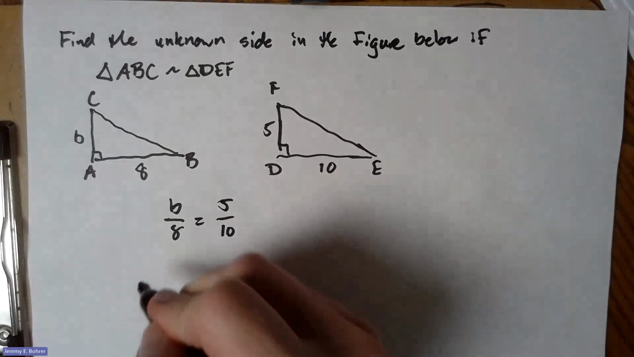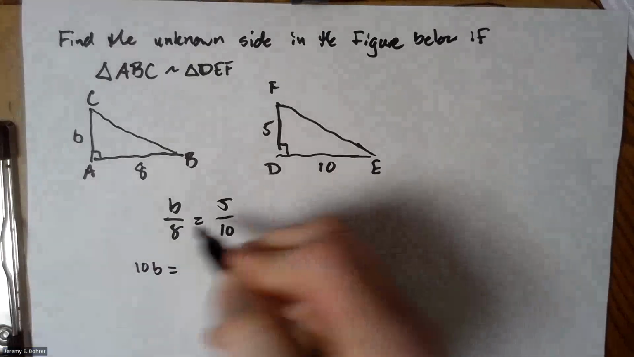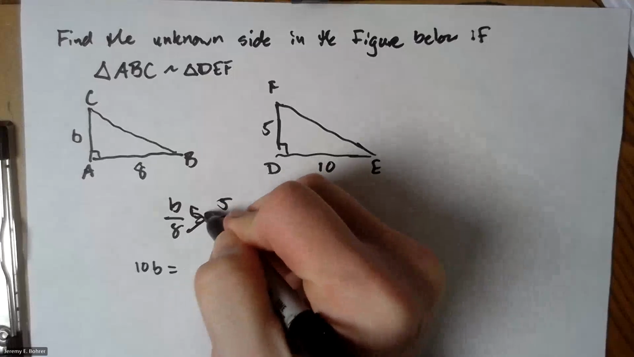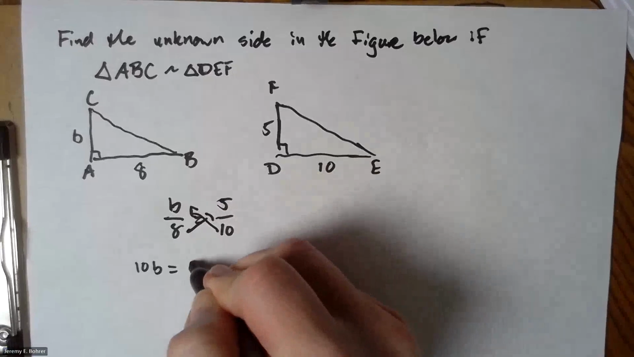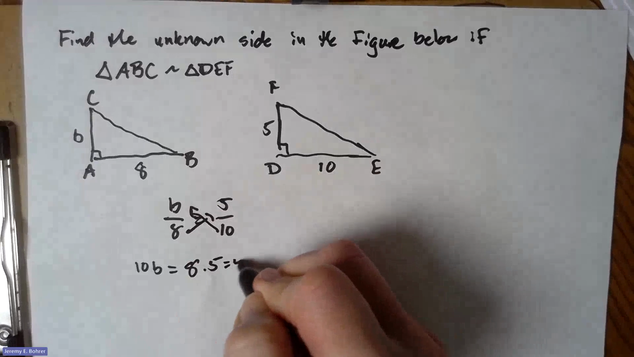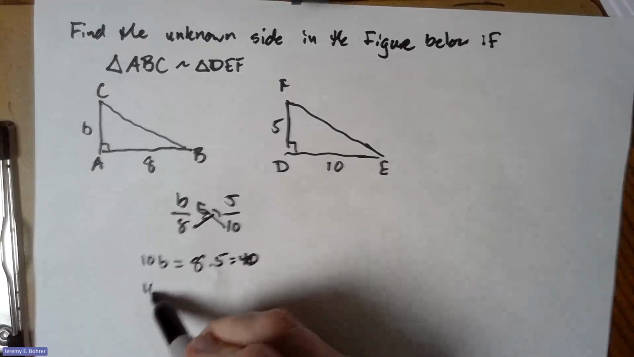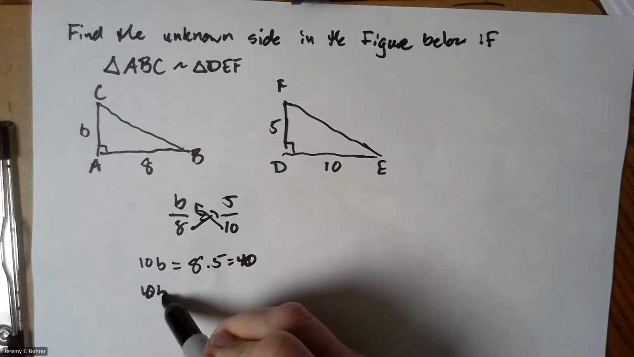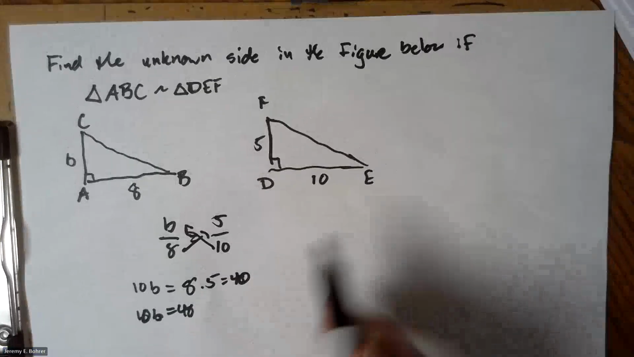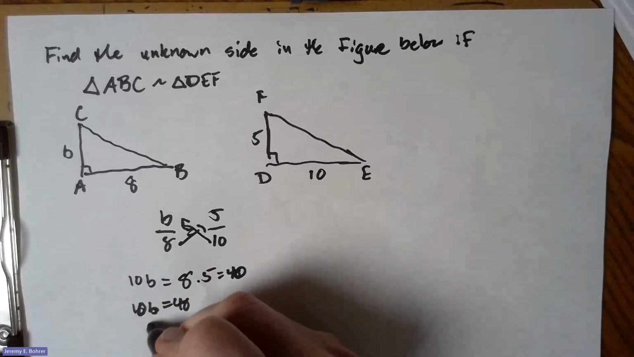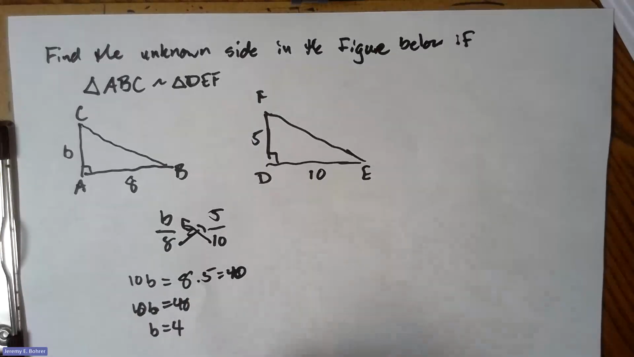Then cross multiply. 10B is equal to 8 times 5, which is 40. So we've got 10B equals 40. Divide both sides by 10 and B equals 4.